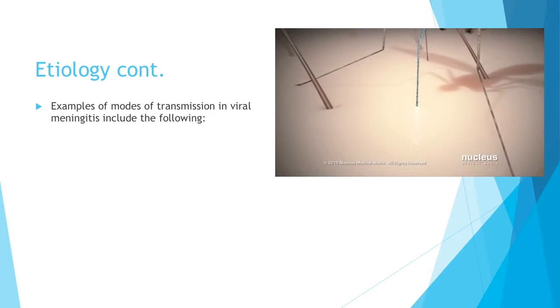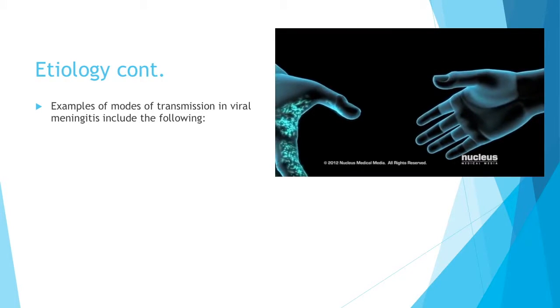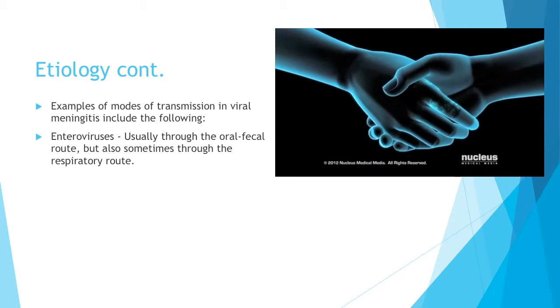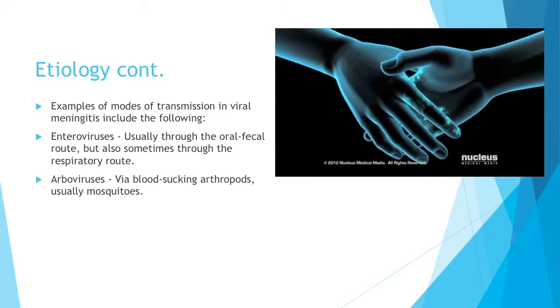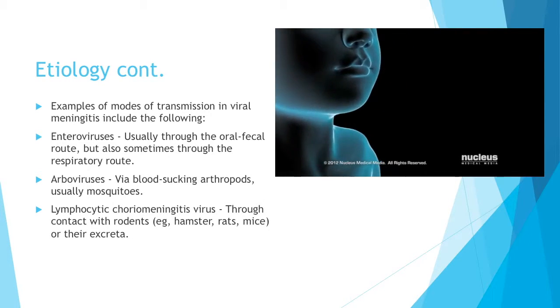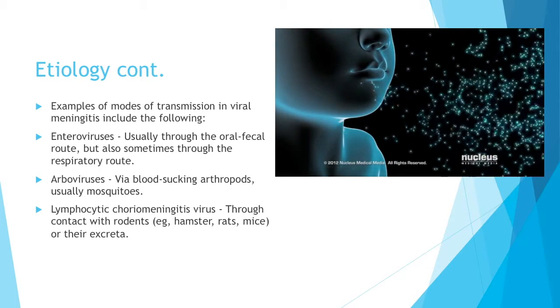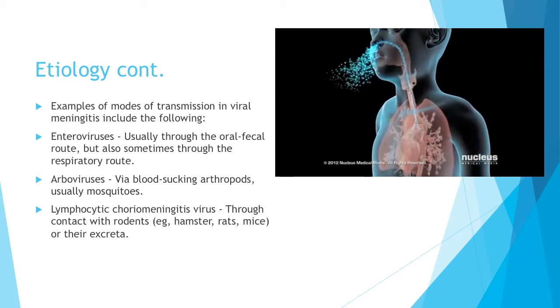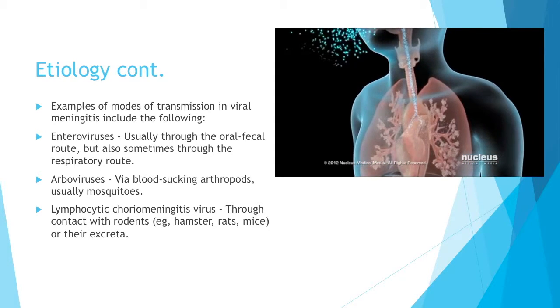Examples of modes of transmission in viral meningitis include the following. Enteroviruses, usually through the oral-fecal route, but also sometimes through the respiratory route. Arboviruses via blood-sucking arthropods, usually mosquitoes. Lymphocytic choriomeningitis virus is through contact with rodents, usually hamsters, rats, mice, or their excreta.